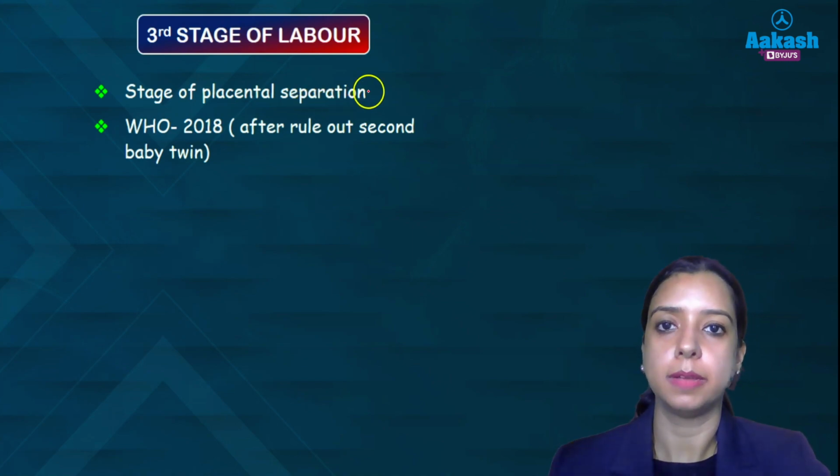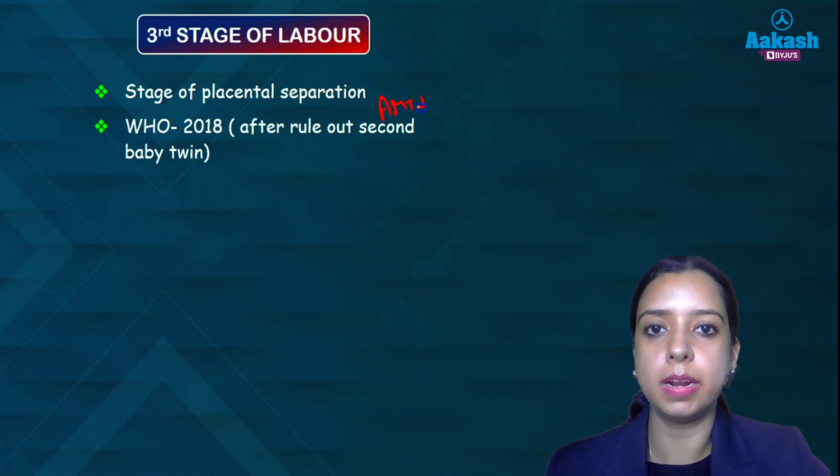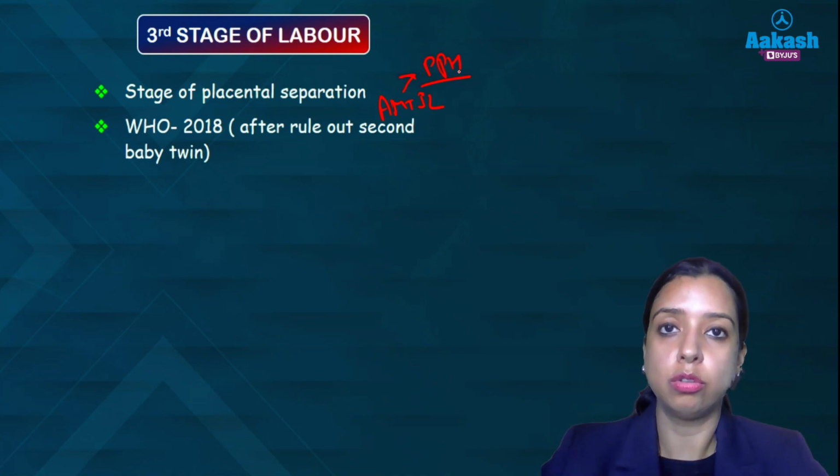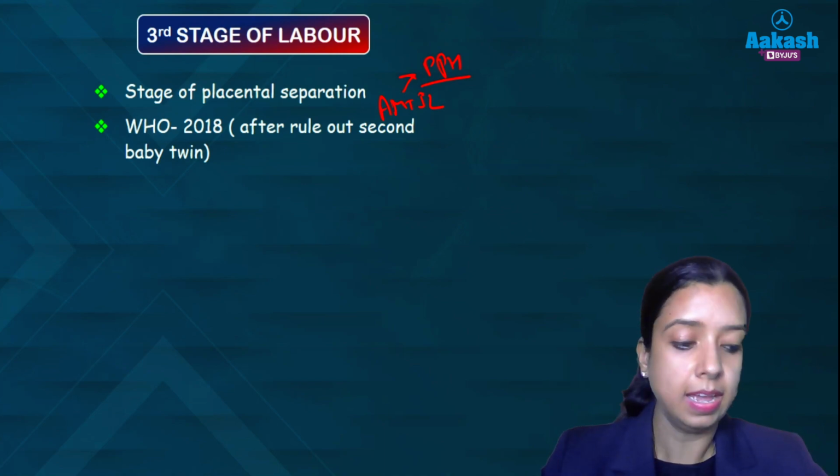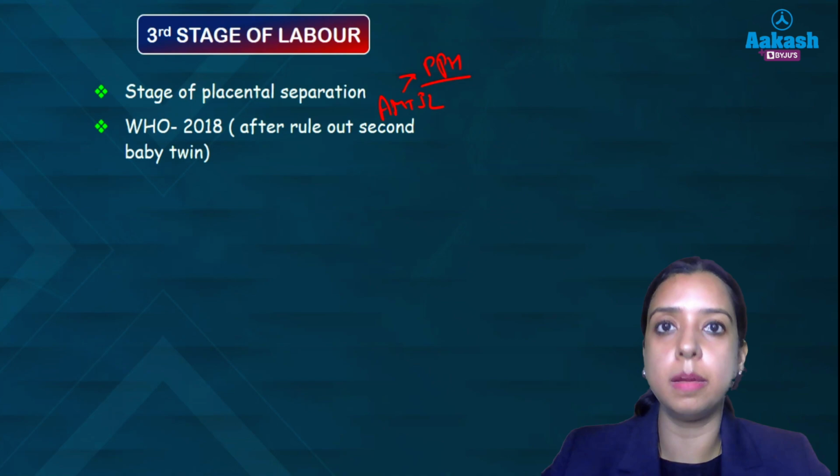Another is active management. Now active management of third stage of labor is universally applied in everyone because it can decrease your PPH incidence by 60%. So active management is to be done universally. And what are the steps? This has been asked n number of times, last year in NEET also, previously also. They keep changing the options and they ask you what are the steps. So WHO in 2018 has arranged its 3 steps importance wise.